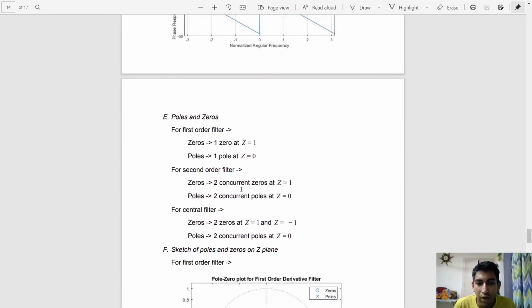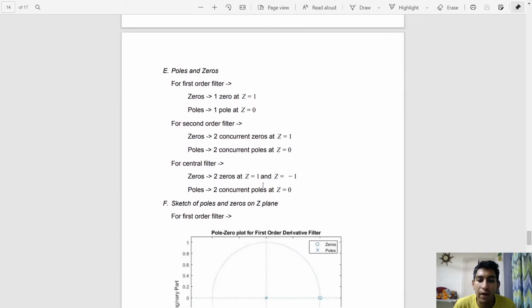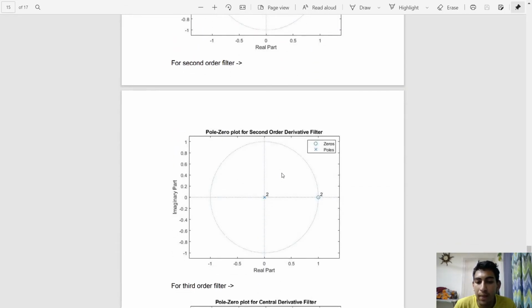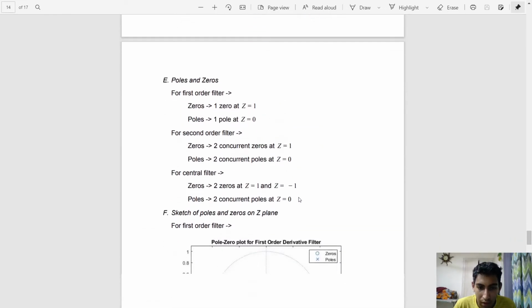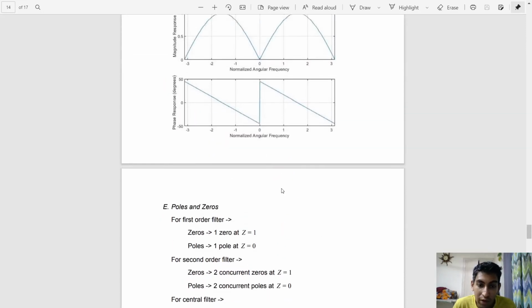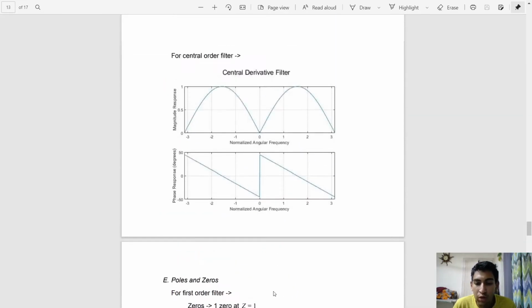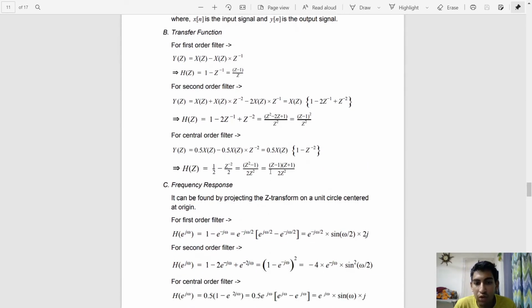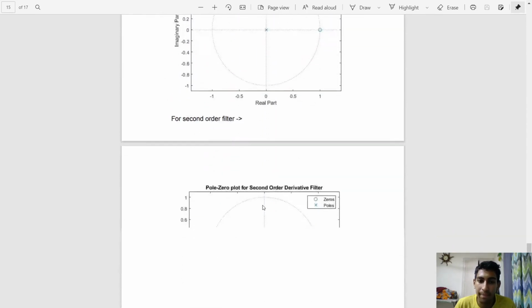For the second filter, if you remember, it was just the square of this first order filter, and we get two concurrent zeros at z equal to 1 and two concurrent poles at z equal to 0, like this. For the central order filter, we get two zeros at z equal to 1 and z equal to minus 1, and two concurrent poles at z equals 0. This was because when we wrote the transfer function, we could factor the numerator as z minus 1 and z plus 1, and when we equate it to 0, we get z equal to 1 and z equal to minus 1.